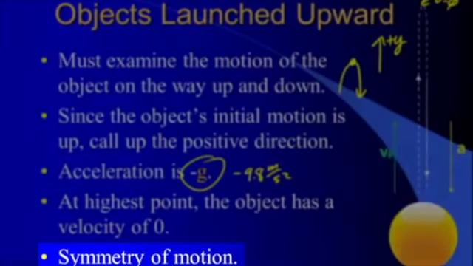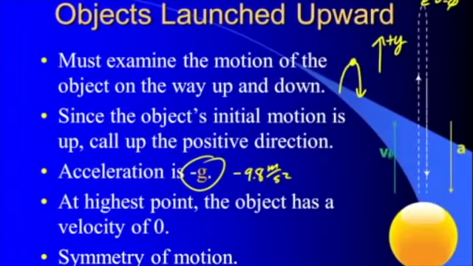Whatever its initial velocity is as you launch it, if you launch it at 50 meters per second up, it'll slow down, slow down, slow down, stop. Then it will turn around, start coming down, faster, faster, faster, and when it gets to that exact same height you launched it from, it'll be going 50 meters per second down, as long as we neglect air resistance. So we have symmetry of motion. We can use that to help us solve some of these problems.